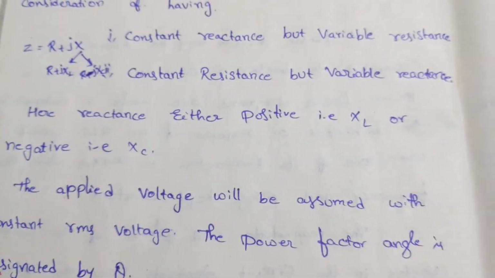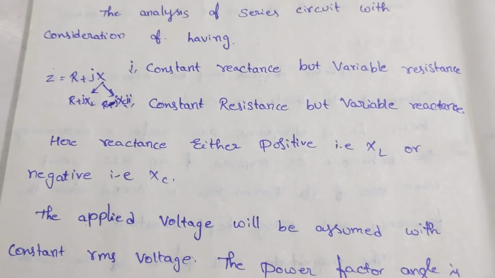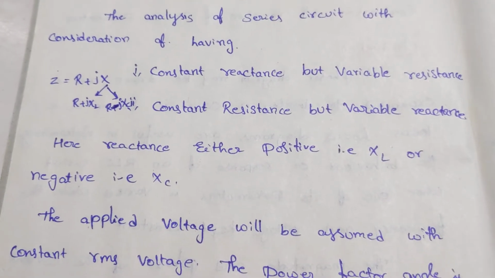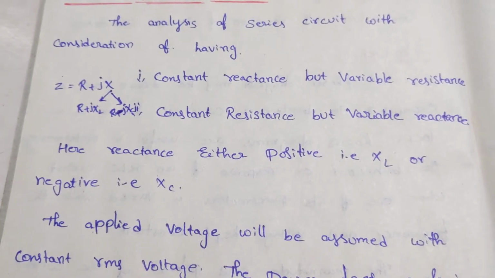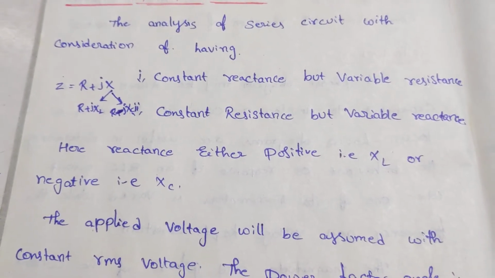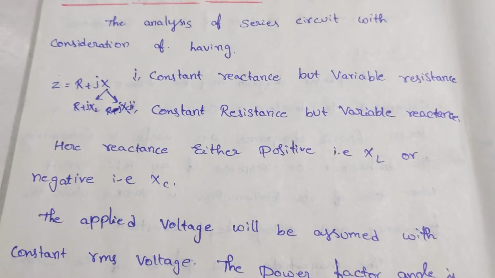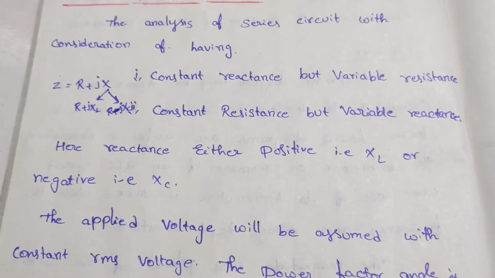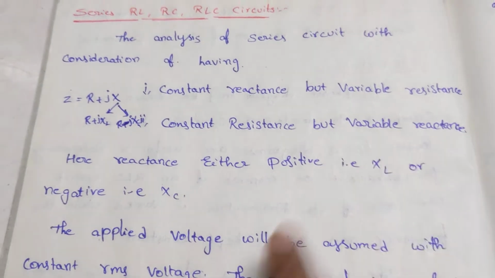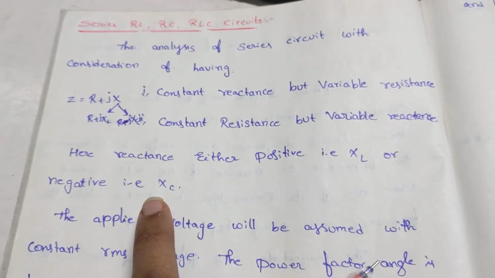To analyze this, we have two cases. Case number one is that the circuit has constant reactance. Whether it is inductive or capacitive, the reactance quantity is constant, but the variable quantity is your resistance. By varying the resistance value from 0 to infinity, we are going to analyze the circuit. In the second case, we make the resistance constant, but the variable quantity is your reactance.